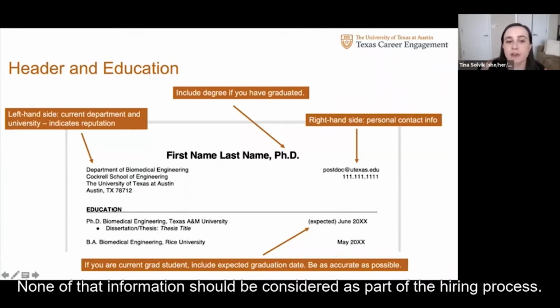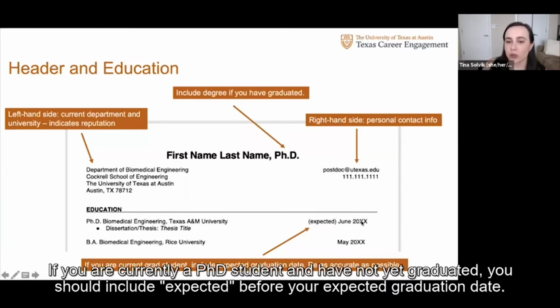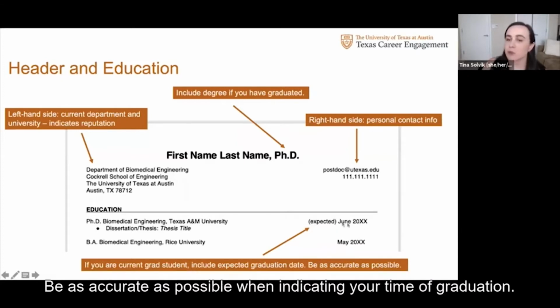You then have your education section where you list your previous degrees. And if you are currently a PhD student and you have not yet graduated, you should include "expected" before your expected graduation date. And you want to be as accurate as possible when you're indicating your time of graduation.